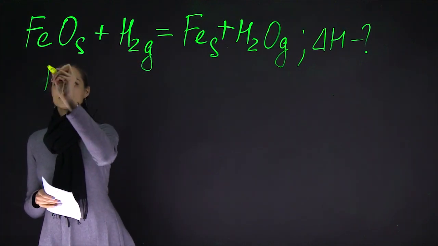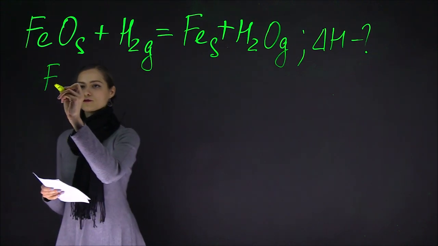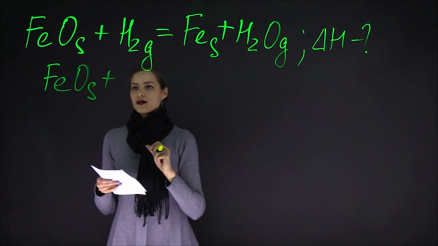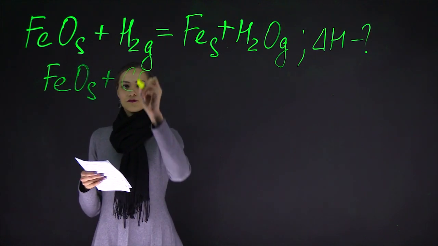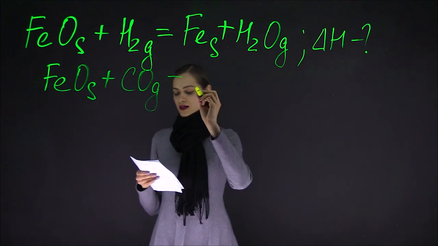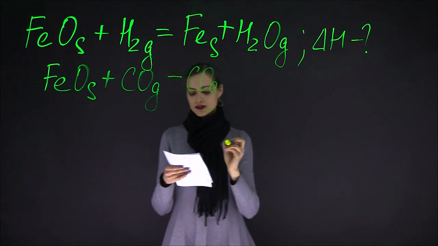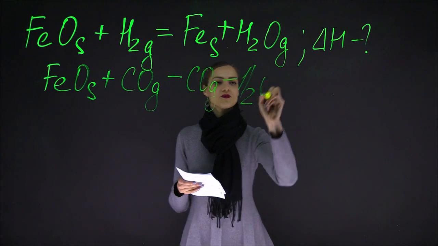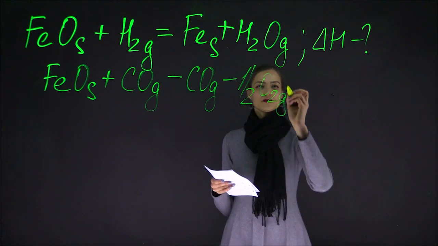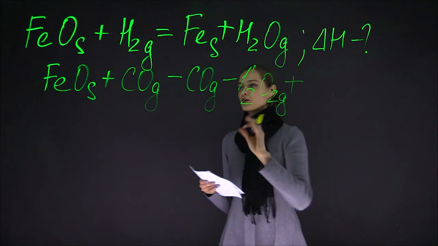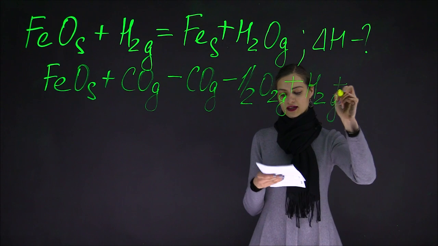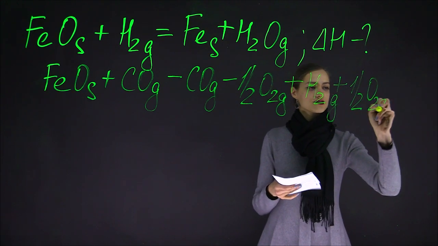So, the first equation we don't need to change, so we rewrite it: iron oxide in solid form plus CO. Then, the second reaction, we said we divide by 2, and we have CO once again, minus half a mole of oxygen. And the third equation, the same, we don't need to change it, just sum with the previous equations. So, plus 1 mole of hydrogen and half a mole of oxygen.